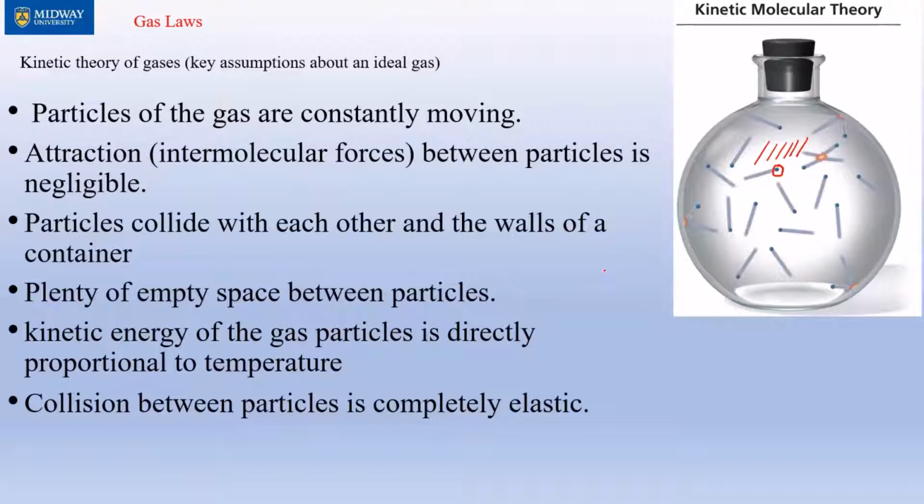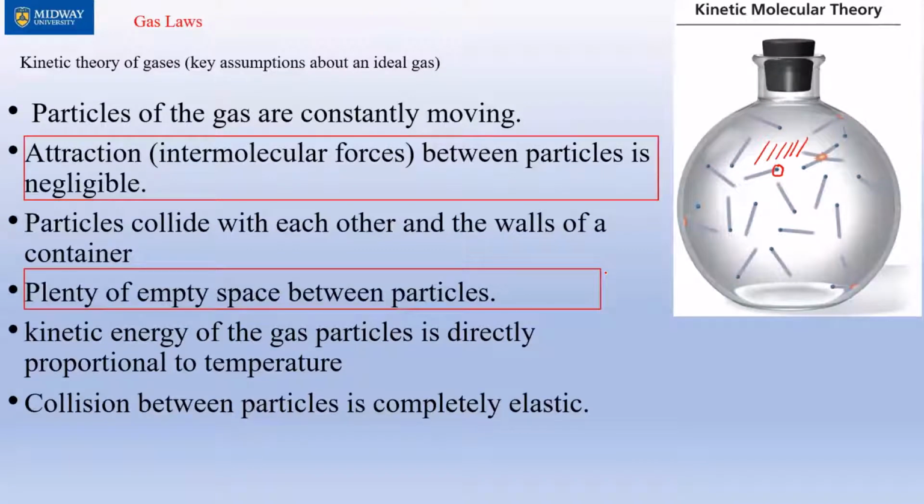What do we mean by elastic? They collide and then they move. They don't stick to each other. Okay? So the 2 assumptions that turn a real gas into an ideal gas are: attraction between particles is negligible, which is actually related to the idea of elasticity. If there is attraction, then the particles would stick to each other. Only particles that are non-attractive will tend to collide and generate a chaotic motion, which is what we need. And then there's plenty of empty space between particles.